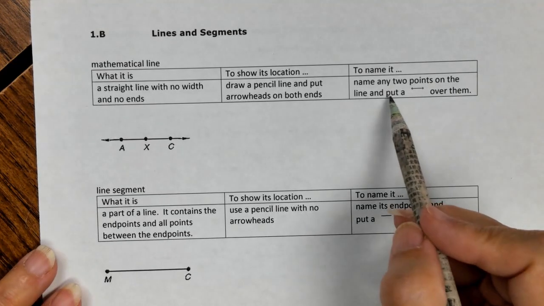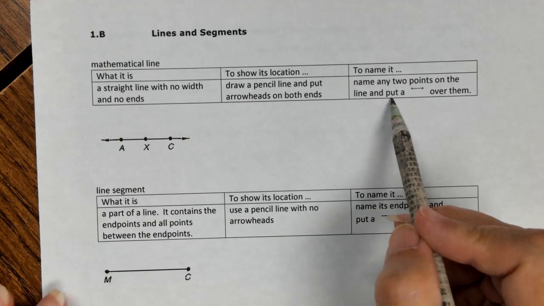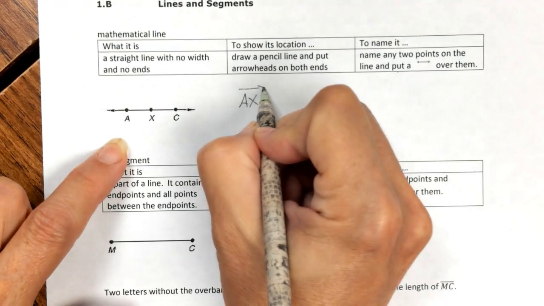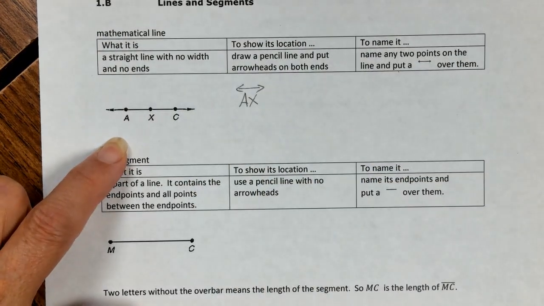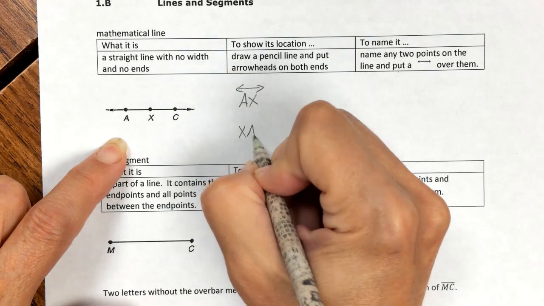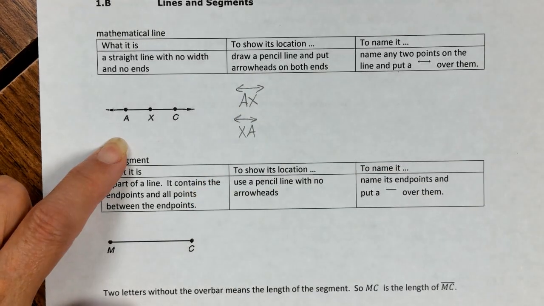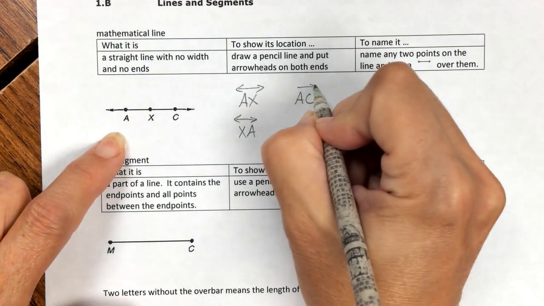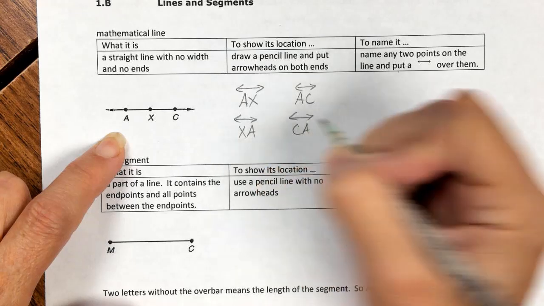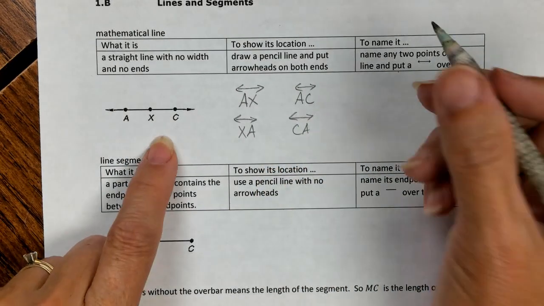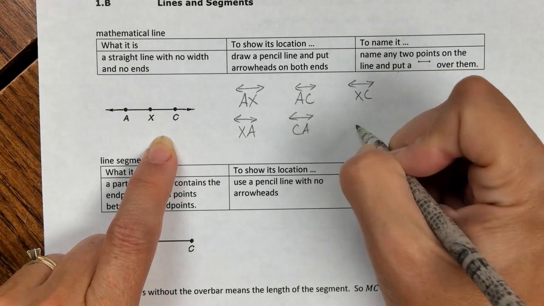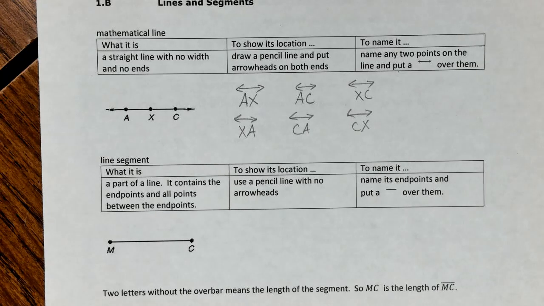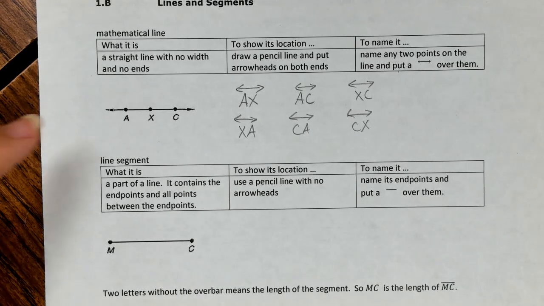Okay, so to name it, we need to name any 2 points on the line. Okay, AX. And then we put the line symbol over top. So line AX. Or you could flip that around, and it could be line XA. Maybe we don't use X at all. AC. Or CA. Or maybe we don't use the A at all. XC or CX. And there's no other combination. It's those. Okay, all of those are good names for this line.